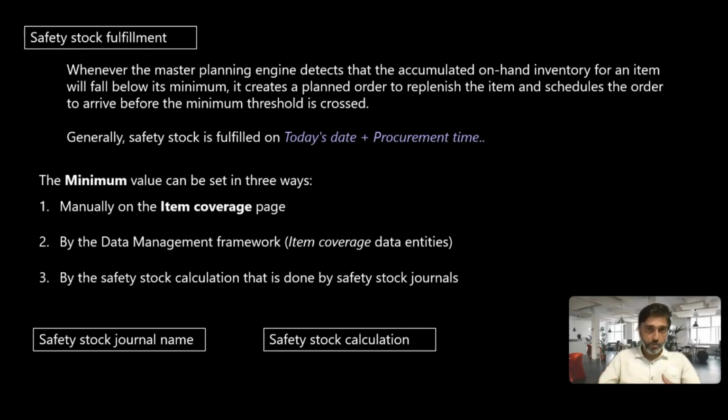So how this fulfillment happens, we'll also share a Microsoft Learn doc, and I will share that link in this video's description. You can go through that and get a detailed understanding of how the safety stock fulfillment can be achieved. Generally the safety stock is fulfilled on today's date plus procurement time. Today's date means the day on which the master planning runs. So if we are running the master planning engine today, the fulfillment date will be considered from today plus the procurement time, which is the lead time.